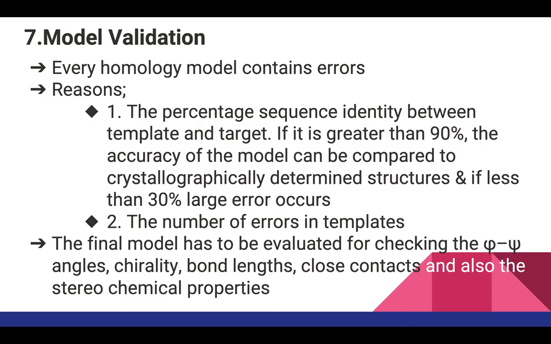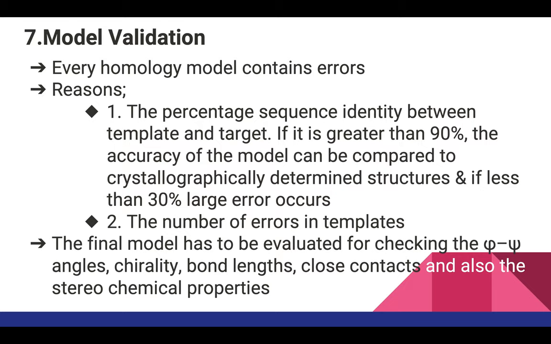So why? Because percentage of sequence identity between template and target, usually you could not achieve 100%, believe me, unless you are using the same structure for both template and target. Because of the dissimilarity of the sequence, if the percentage of sequence identity is greater than 90%, the accuracy of the model can be compared to a crystallographically determined structure. But if it is less than 30%, large error would occur.